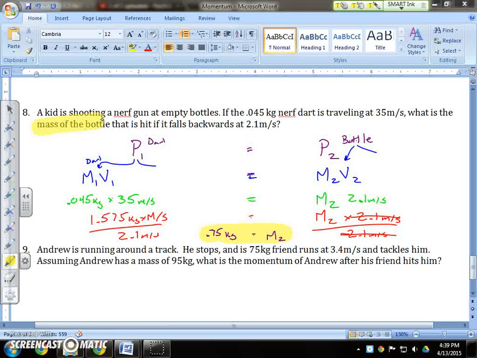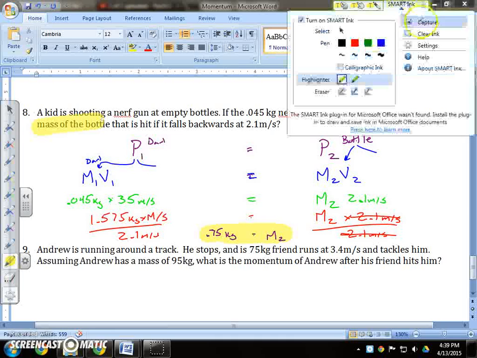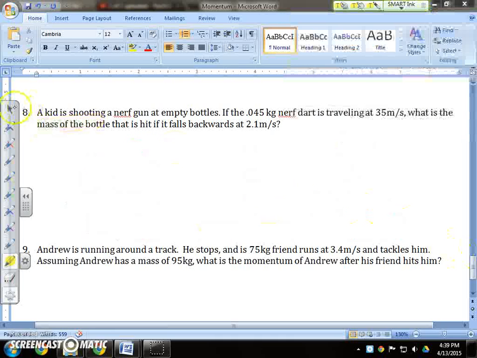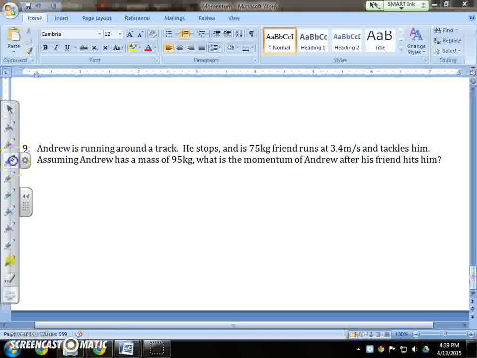And moving your way down to the final question, Andrew running around a track. Work our way back to the clicker, scroll down. Andrew's running around a track. He stops, and his 75 kilogram friend runs at 3.4 meters per second and tackles him. Assuming Andrew has a mass of 95 kilograms, what's the momentum of Andrew after his friend hits him? Again, we are assuming that Andrew's friend stops on impact.